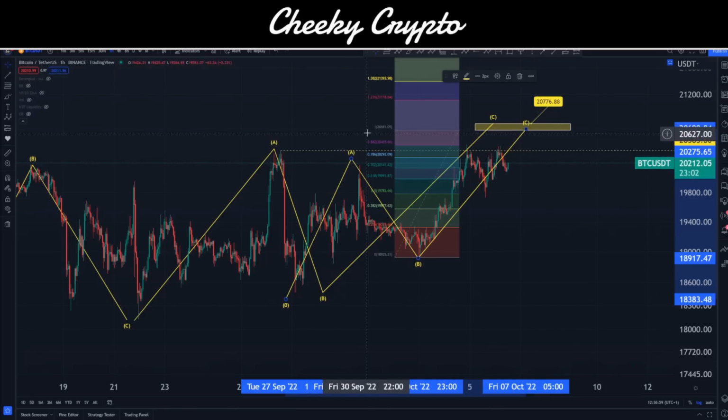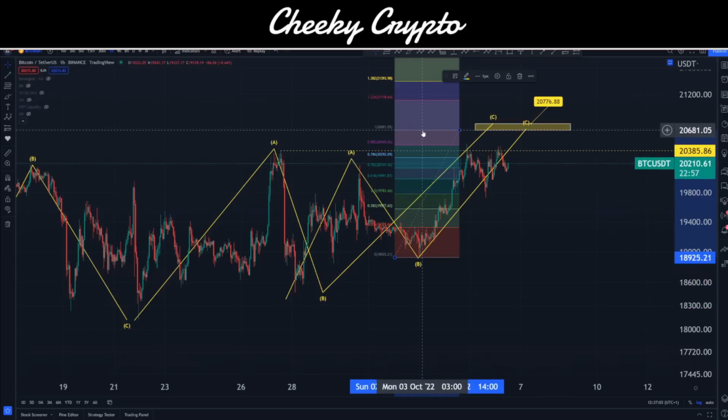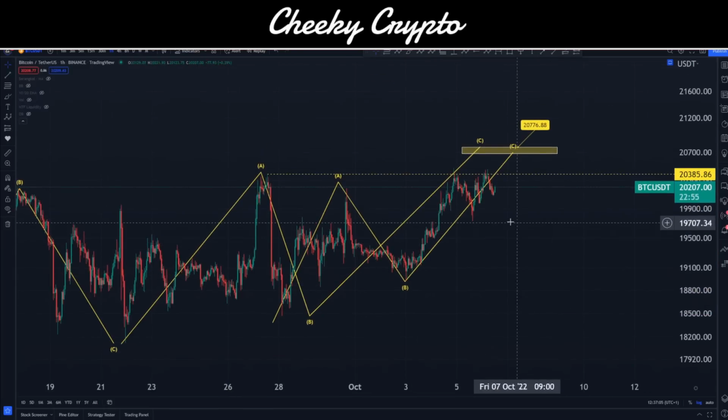Okay, actually more specifically, 20,681. Now I say range because we are going to be in a bit of a range here. We can see it's a three-wave structure that we're coming towards the end of. Okay, now typically this would end around here.